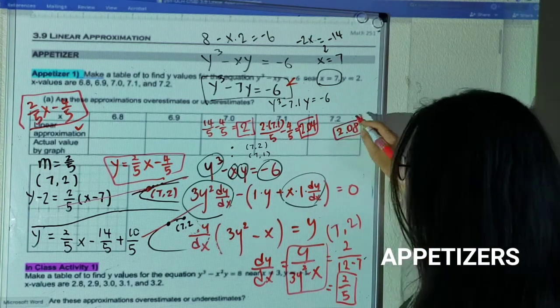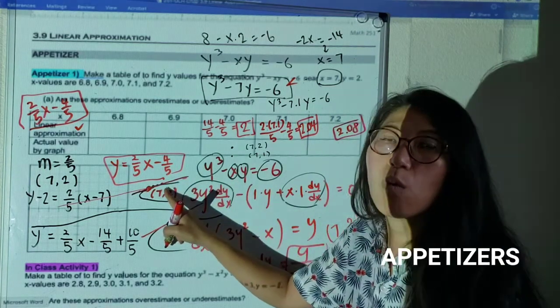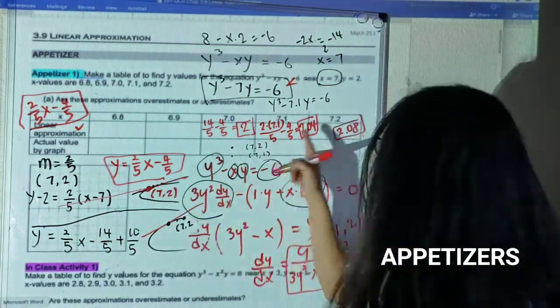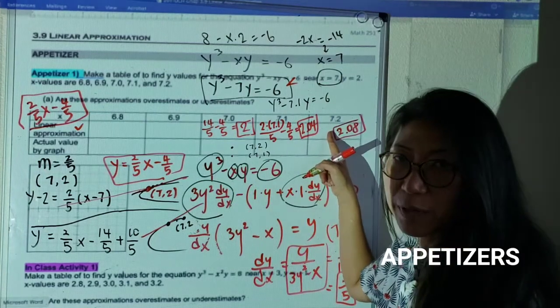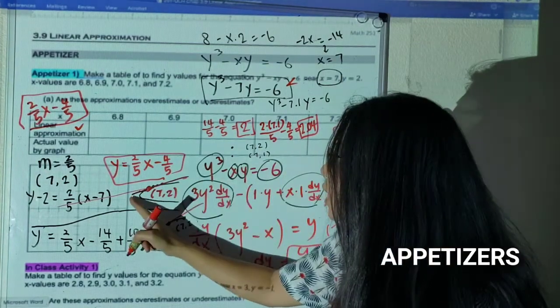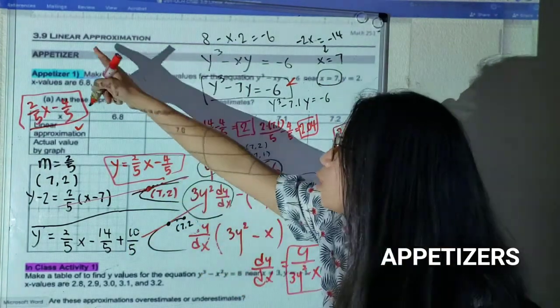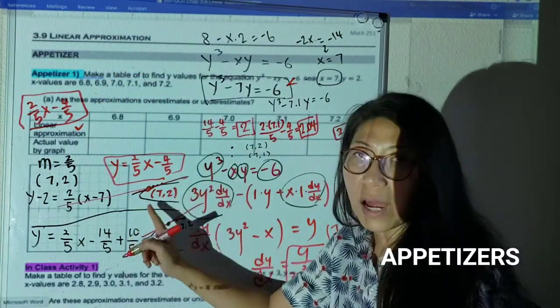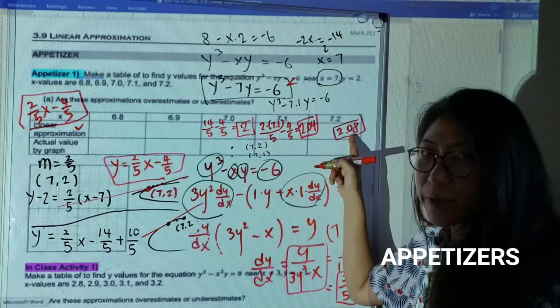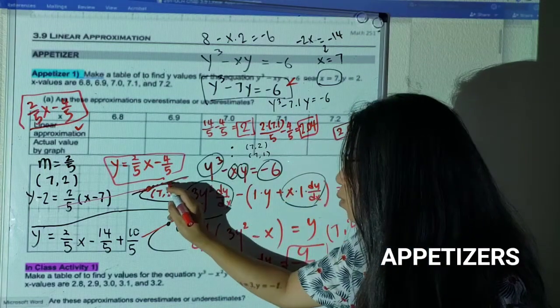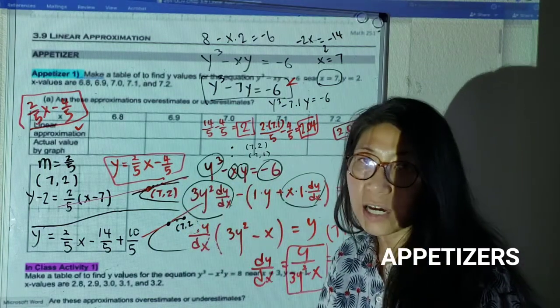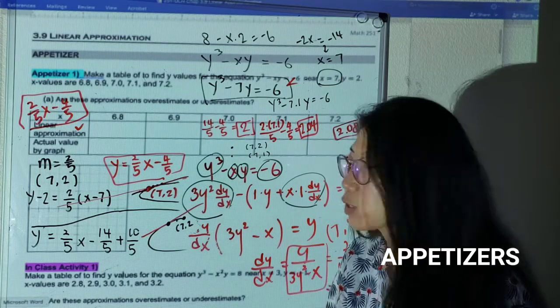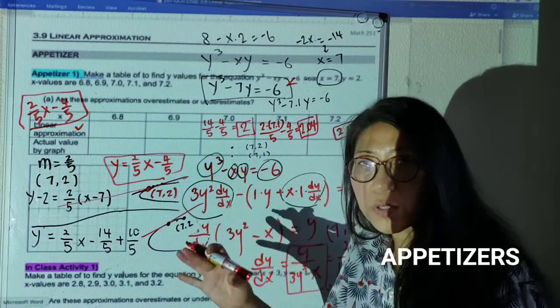as an estimation. So is that an over or underestimation? This is actually an overestimation. Why? Because my tangent line, which is a linear approximation, is above my graph. So this is an overestimation, but before we couldn't find those values in order to graph it. Now, using the tangent approximation, we can find the shape of the graph.